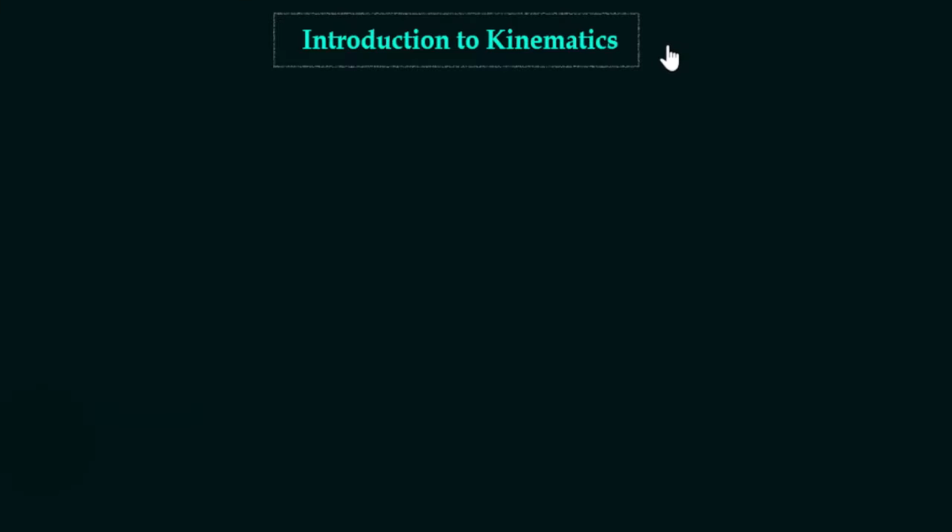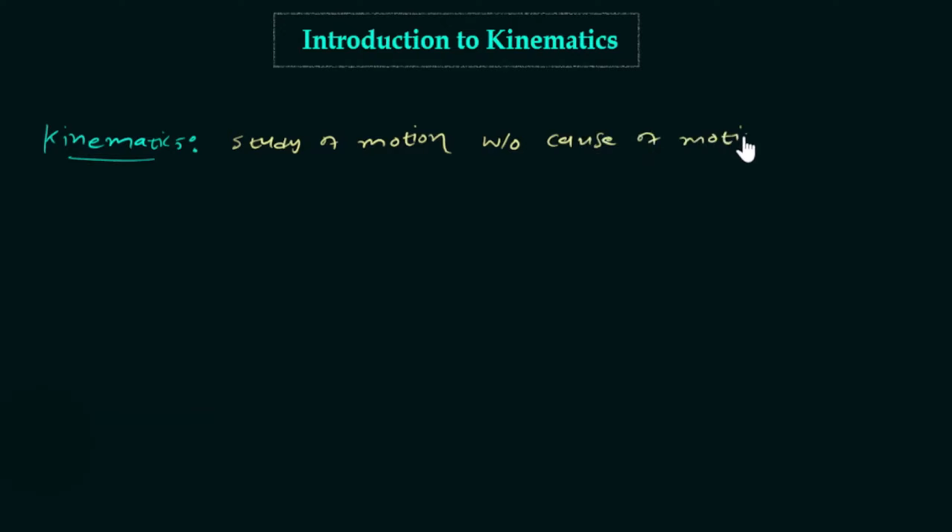So first of all the question arises, what is kinematics? Kinematics is the study of motion without the cause of motion, right? So here generally we do not include any kind of force. Force will not be included in this particular thing.